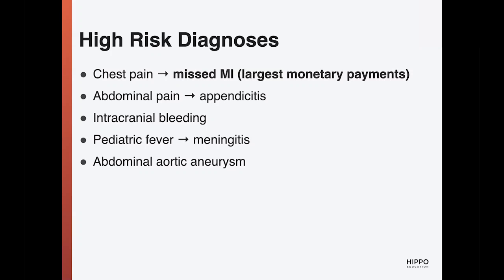So for example, chest pain is by far and away the most frequent, 21%. This is where you're going to see the greatest monetary loss. Next would be abdominal pain, missing an appendicitis. It's about 4%. And then the list goes on and down from there. But the one thing to remember from this slide, chest pain, missed MI, largest payout.